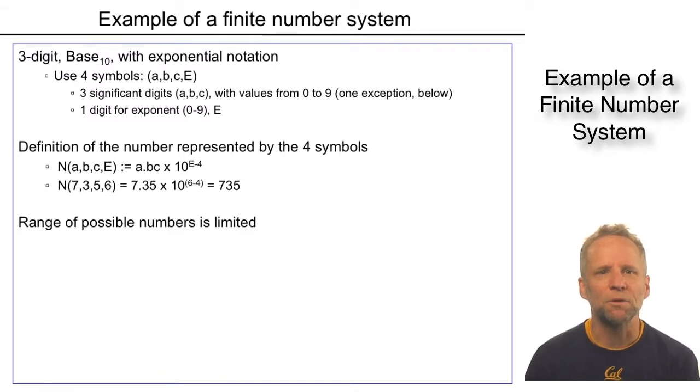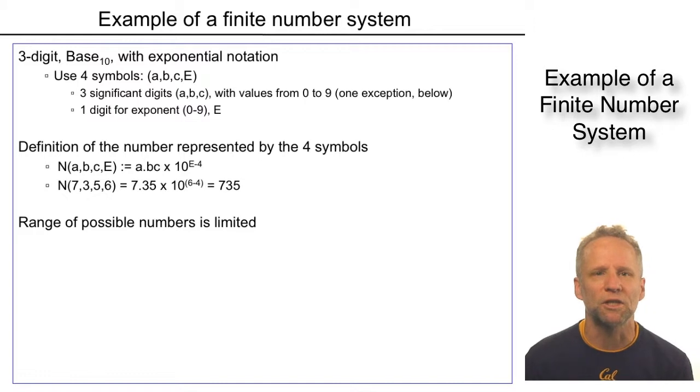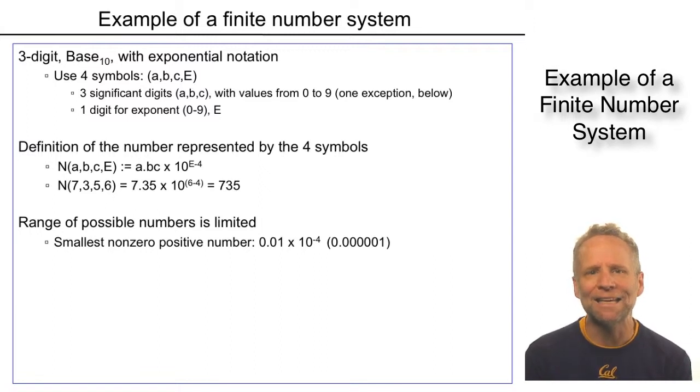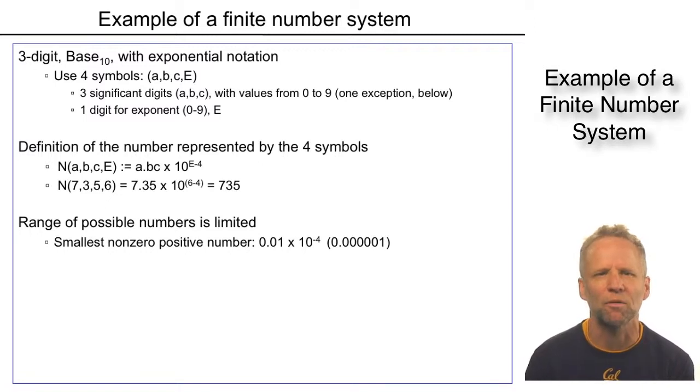Now, the range of possible numbers is limited. Remember, we only have 3 digits, and we only have an exponent that varies between 0 and 9. Because of the minus 4 offset, the exponent in the end only varies between -4 and +5. So the smallest number we can represent, other than 0, is 0.01. A is 0, B is 0, C is 1, and then E is 0, and that gives us 10 to the minus 4. So we get that number, 1 times 10 to the minus 6. That's the smallest non-zero number we can represent.